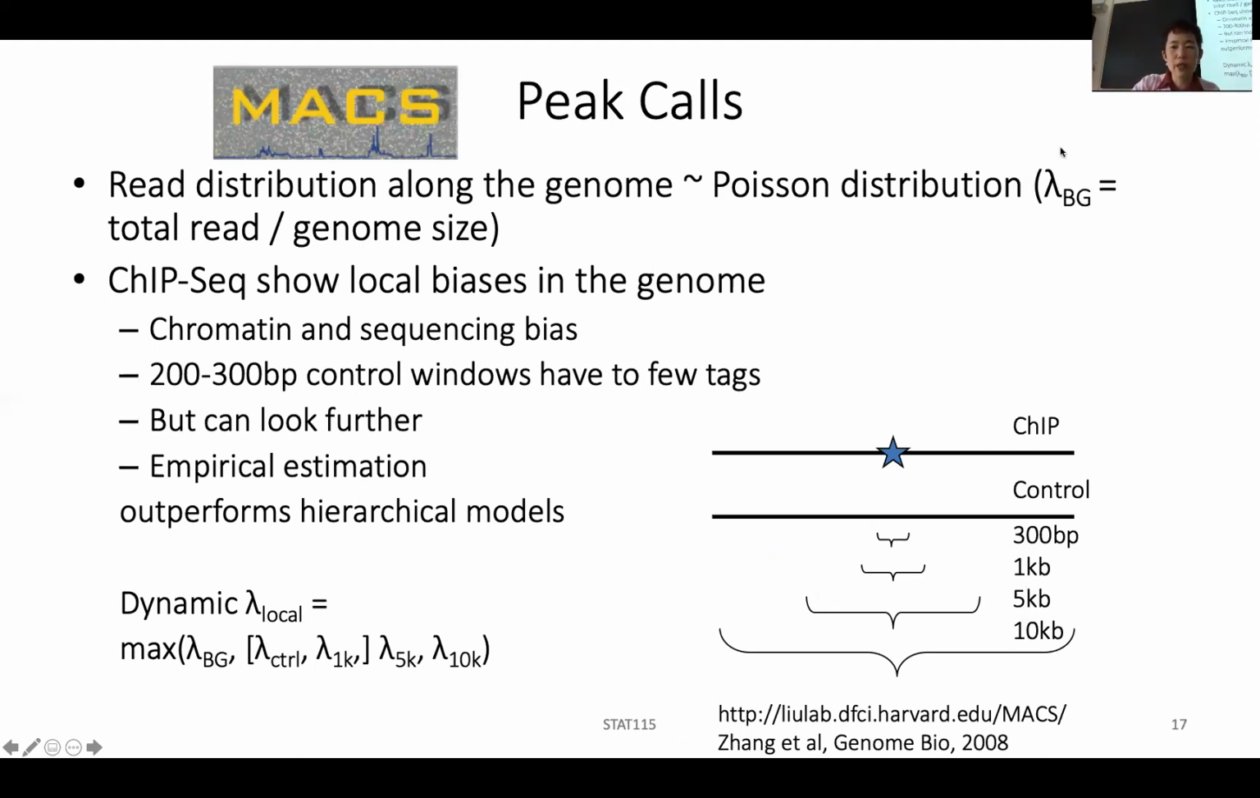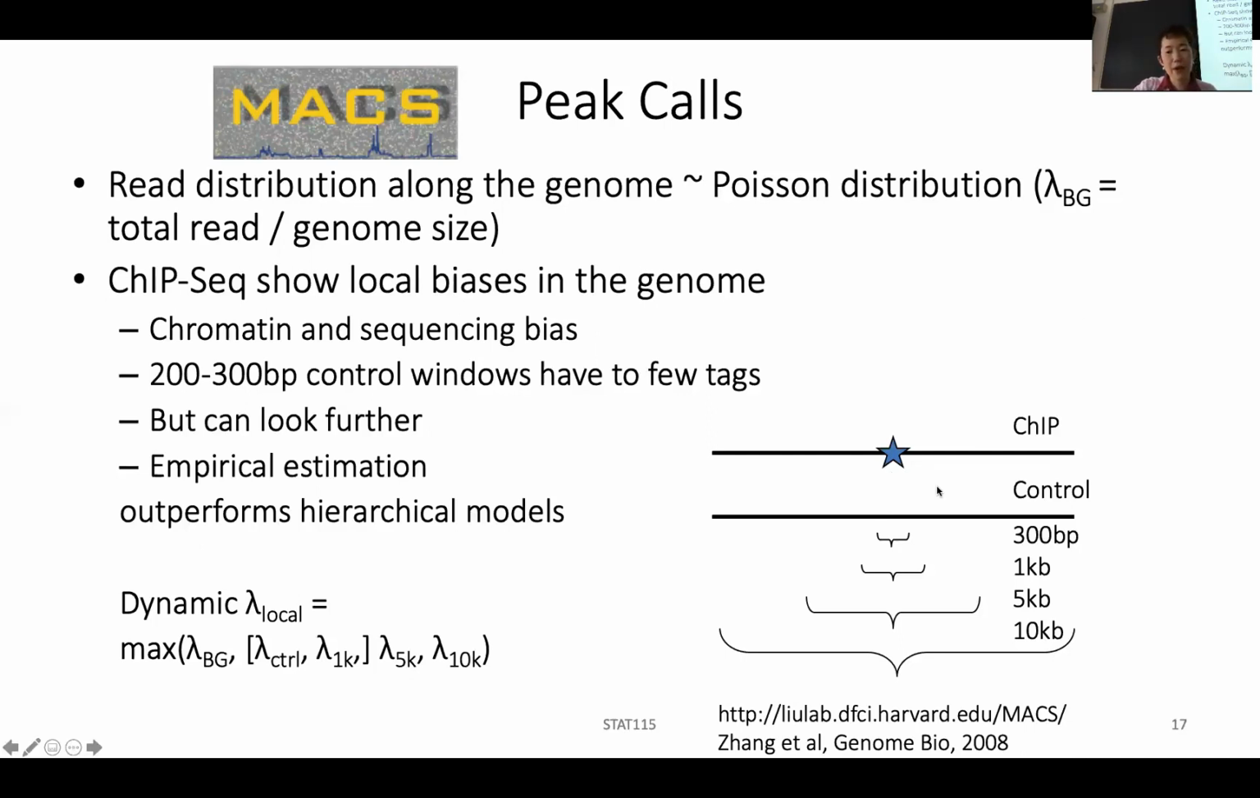So this is the whole genome background. This is the global background, then 10 KB, 5 KB, 1 KB, and 300 base pairs. And each of them helps us estimate a lambda parameter. And at the end, we take the maximum. We use the most conservative approach to estimate the background. And then we ask, using that maximum lambda as the background, are the number of reads we identified from this region significantly enriched compared to the expected background?